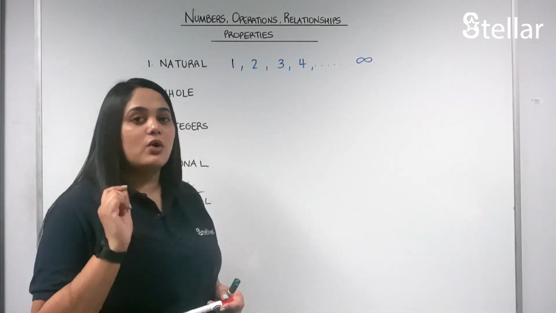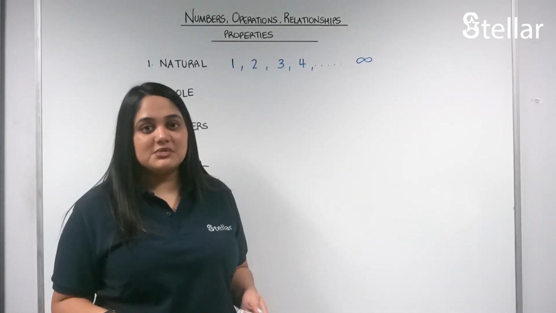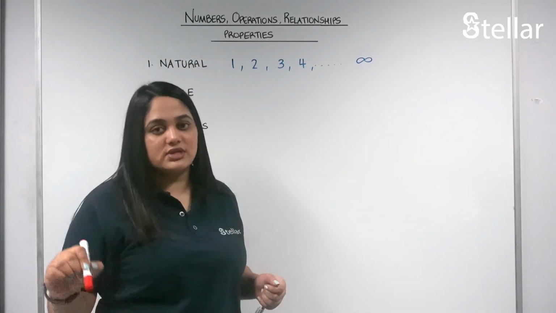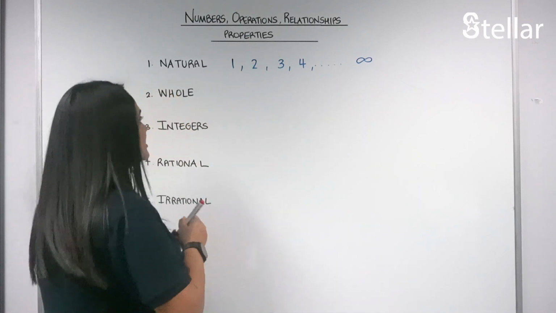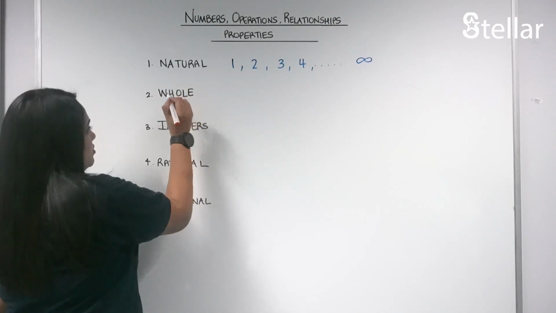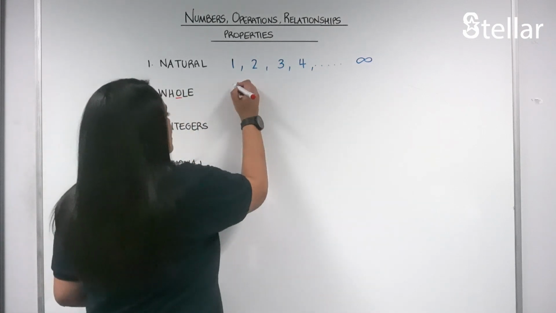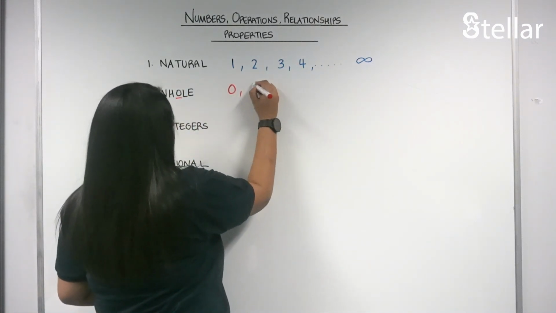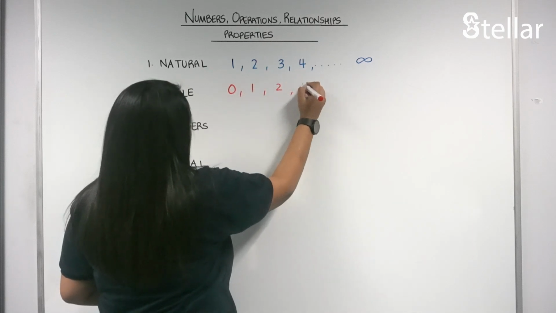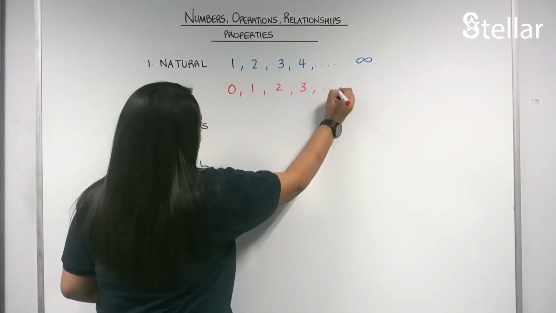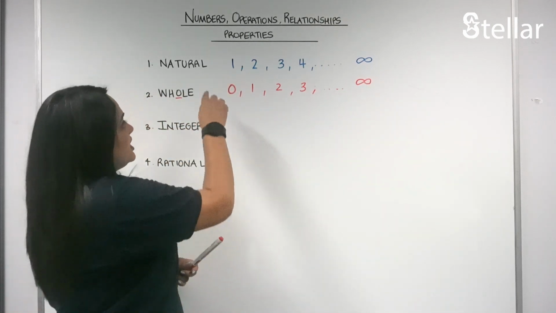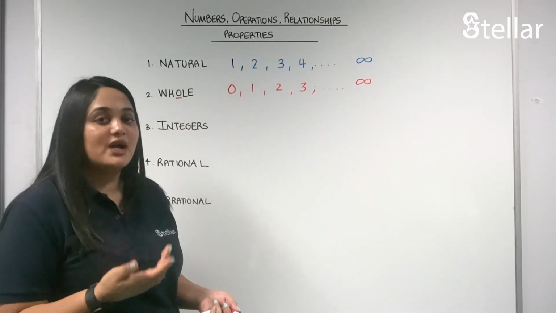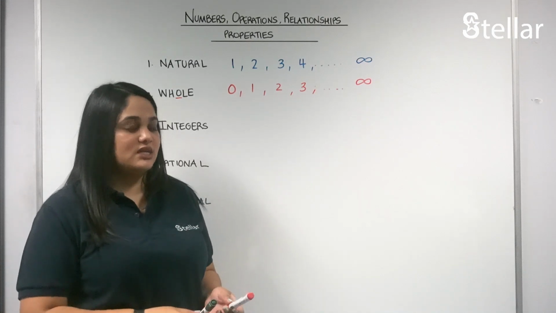Now, what is a whole number? Well, it's the same thing, except a whole number includes the number 0, right? So you can remember it as a whole number includes 0, 1, 2, 3, and so on, all the way to infinity as well. So the only difference between the two is that one has 0 and one does not.